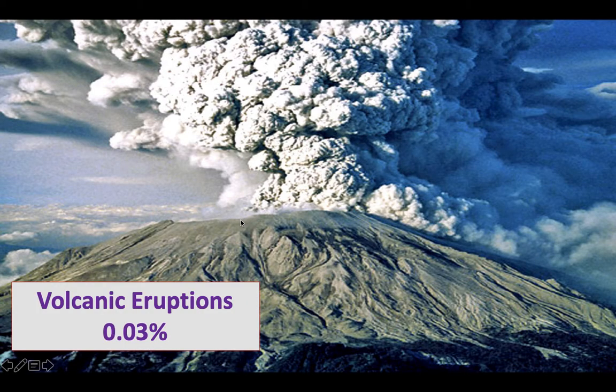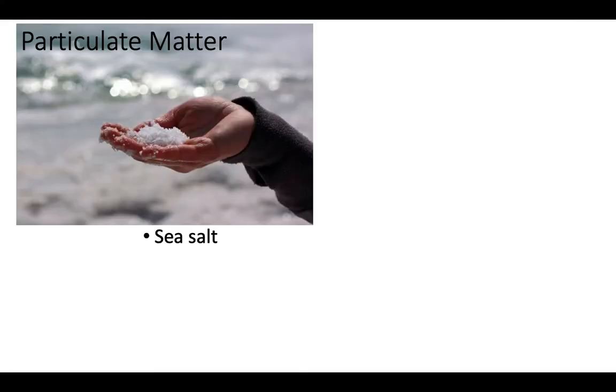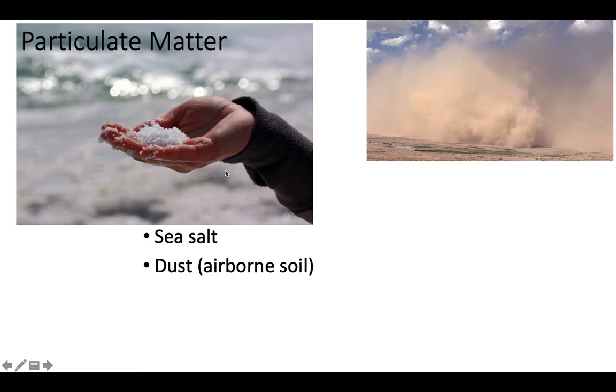And a very small proportion of carbon dioxide also comes from volcanic eruptions. Volcanic eruptions can also produce sulfur dioxide, and they can also produce particulate matter. Particulate matter we talked about already, but natural forms of particulate matter include things like sea salt. If you ever go to the ocean and the air tastes kind of thick or sticky, that's because there's salt dissolved in the air. It can also be dust.